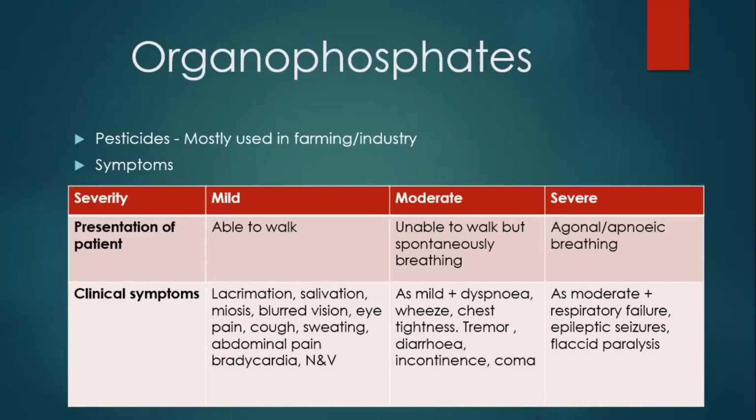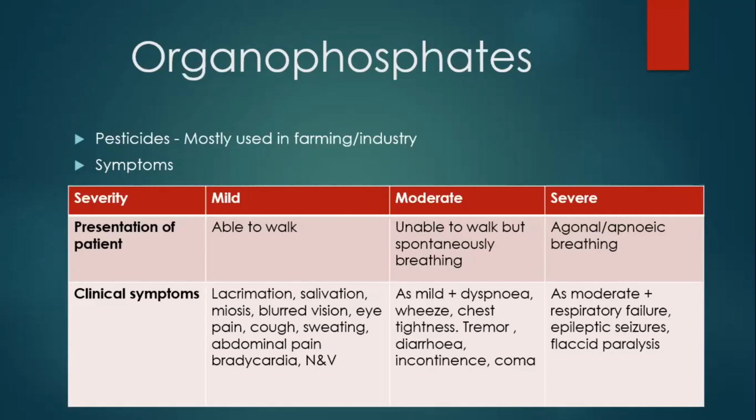So obviously, they start with the clinical symptoms. Organophosphates start on the muscarinic system. So you get lacrimation, salivation, blurred vision, miosis, all of these, because it's knocking off those neuroreceptors. So you get the abdominal pain and the bradycardia. Another one: if you find an unconscious person who's bradycardic, you have to think about chemical exposure.